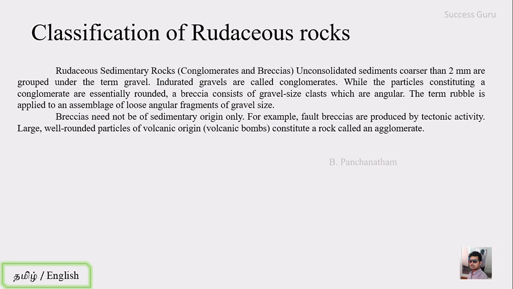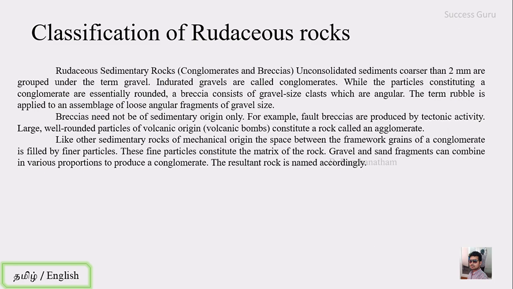The breccia need not be of sedimentary origin only. For example, breccias can be formed in the fault zone, which is called a fault breccia. It is also formed in volcanic origin, like a volcanic bomb consisting of agglomerates, which is called an agglomerate. So breccias can be of sedimentary origin, sometimes fault origin, even sometimes volcanic origin.